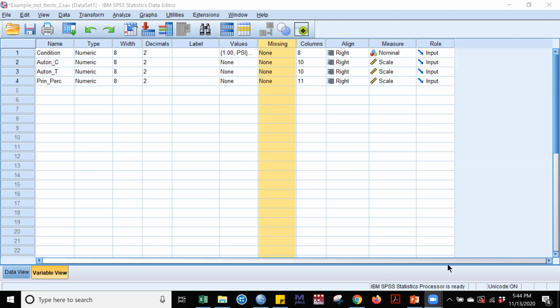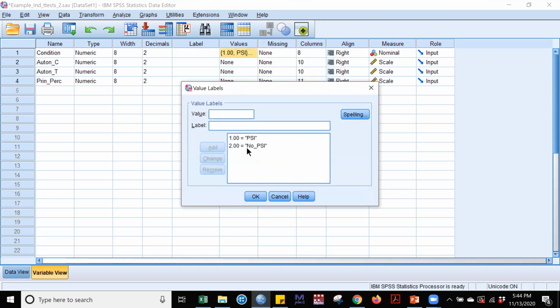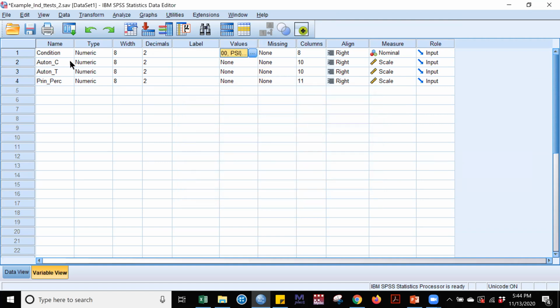Okay, so here are our data. We're in variable view. The condition is which group was assigned. It's coded 1 if the group was the PSI, Principal School Initiative, and 2 if it's not the Principal School Initiative. And we have the 3 dependent measures. Auton C is curricular autonomy, Auton T is teaching autonomy, and PRIN-PERC is perception of the principals.